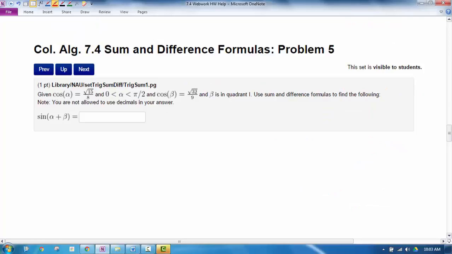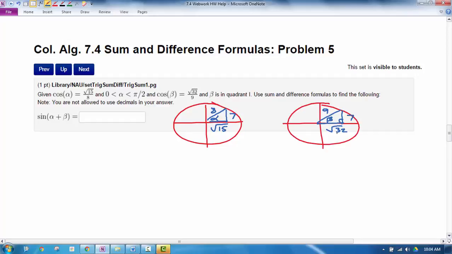Alright, this next problem is a really tough one. It tells me the cosine of alpha is between 0 and 90 and it equals square root of 15 over 8. So let me draw right here. Now I'm going to do the Pythagorean theorem to find this, and that gives me 7. Alright, now I'm going to do the same thing for the other one here, beta, where the cosine of beta is adjacent over opposite, and then do the Pythagorean theorem to find this side.